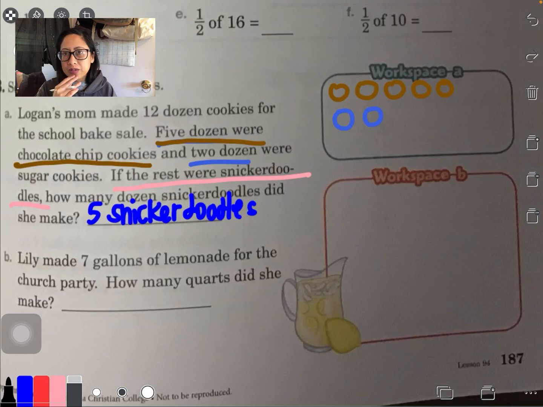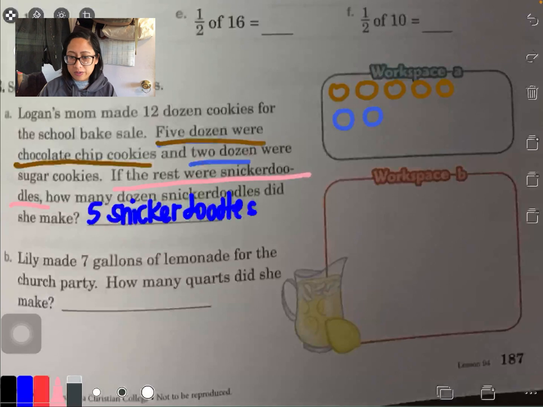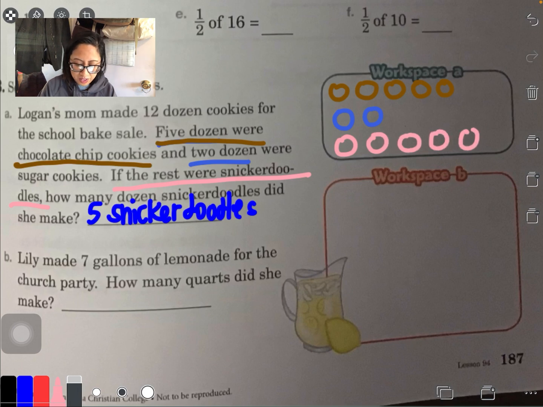Now I have to figure out, because she's making 12, so I have to add some more until I reach number 12. Because see, it says she made 12 dozen. So since I have 7, and here I'm going to use pink for snickerdoodles. So I have 7 right now. 8, 9, 10, 11, 12. And how many snickerdoodles is that? 1, 2, 3, 4, 5. Okay, there you go. That's how I prove that there really are 5 dozen snickerdoodles.